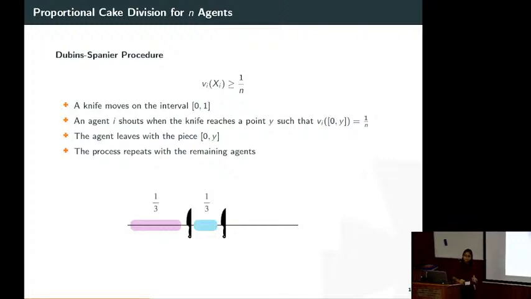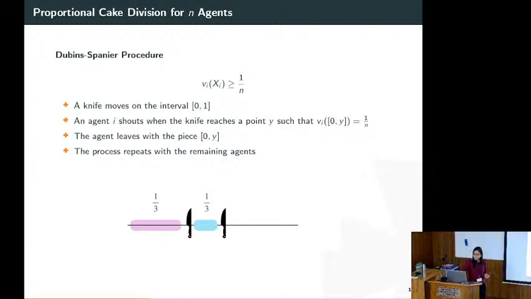Are ties broken arbitrarily? Yes, ties can be broken arbitrarily. Suppose there are 3 agents, and the first agent shouts at almost 90% of the cake. Sure, the first agent leaves with 90%. Then none of the agents valued that 90% of the cake at 1 by n. All the value lies in the last 10% of the cake, maybe that has a chocolate or something. So this procedure gives you a proportional allocation, but it is not envy-free.